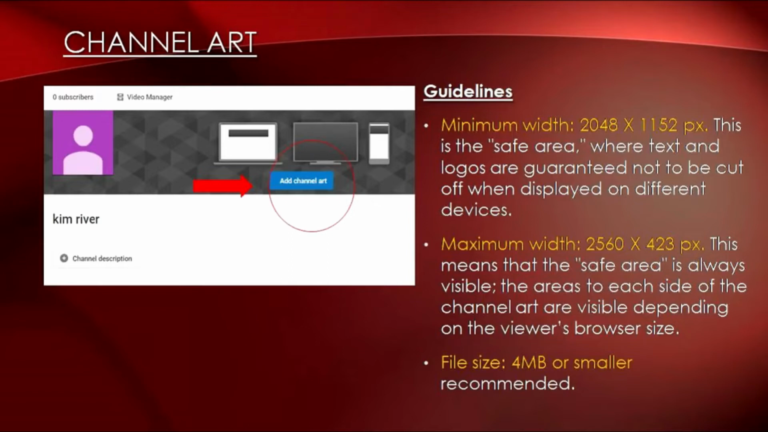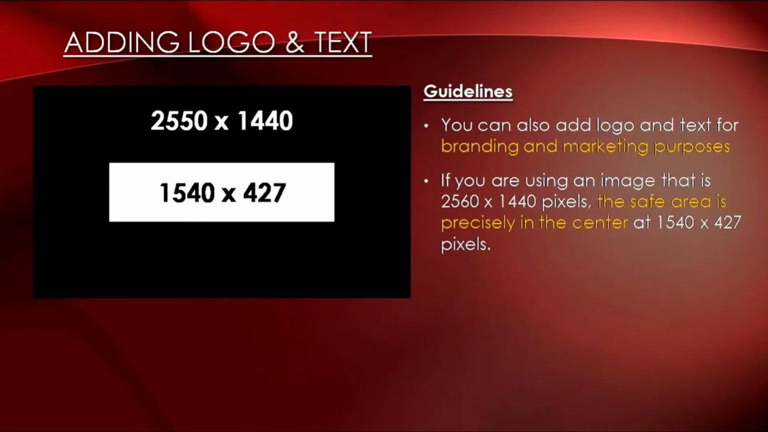Minimum width should be 2048 by 1152 pixels. This is the "safe area," where text and logos are guaranteed not to be cut off when displayed on different devices. Maximum width should be 2560 by 423 pixels. That means that the safe area is always visible. The areas to each side of the channel art are visible depending on the viewer's browser size. The file size should be 4 megabytes or smaller.